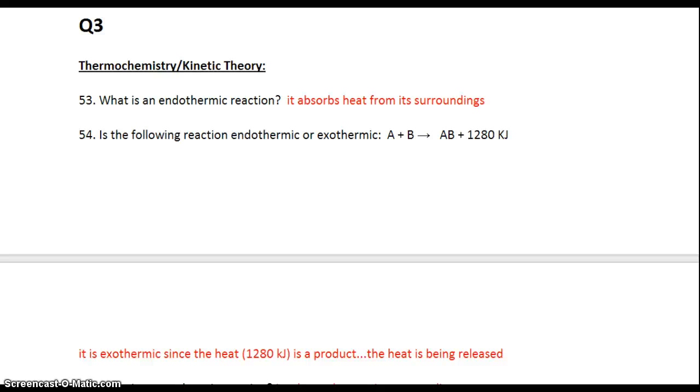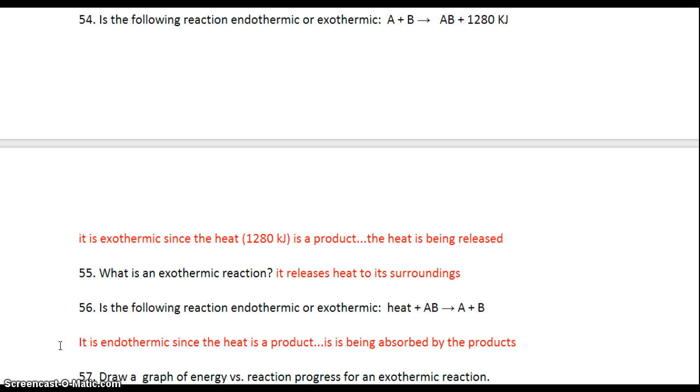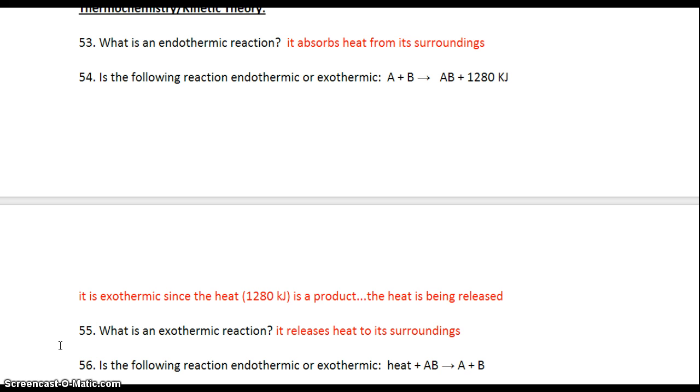The second semester begins in the third quarter with our unit on thermochemistry and kinetic theory. The material in this unit is covered in chapters 10 and 11. Thermochemistry really is all about heat flow.